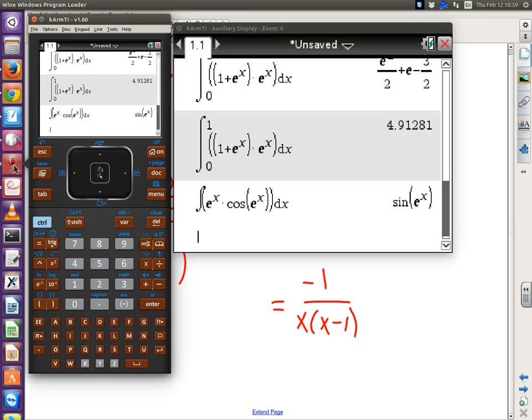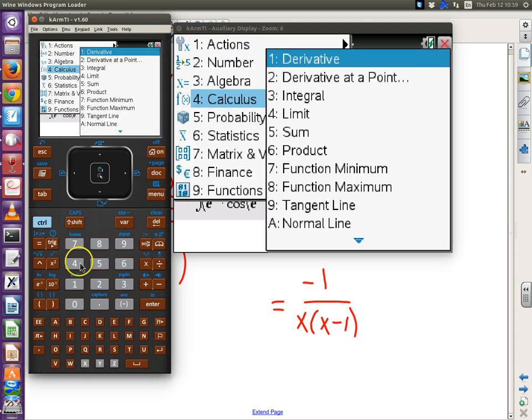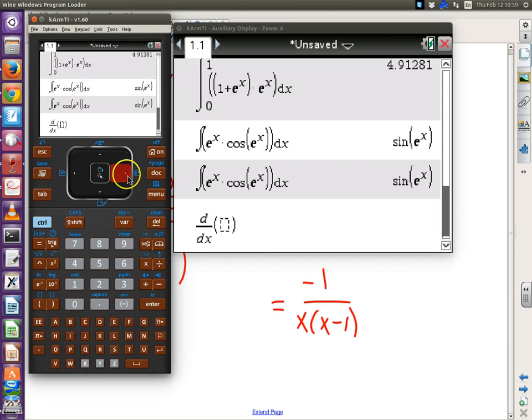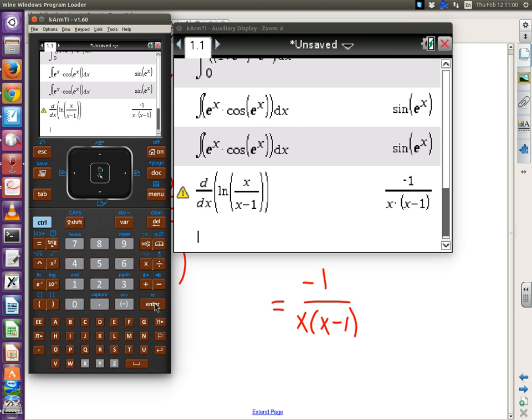All right, so what are we doing? We're taking the derivative. Menu, calculus, derivative not at a point, with respect to x of ln of the quotient x over x minus 1. Okay, x over x minus 1. And close the ln. Do you have to close the derivative? I guess that's probably it. All right, enter. And there is the exact same answer, -1 over x times x minus 1.